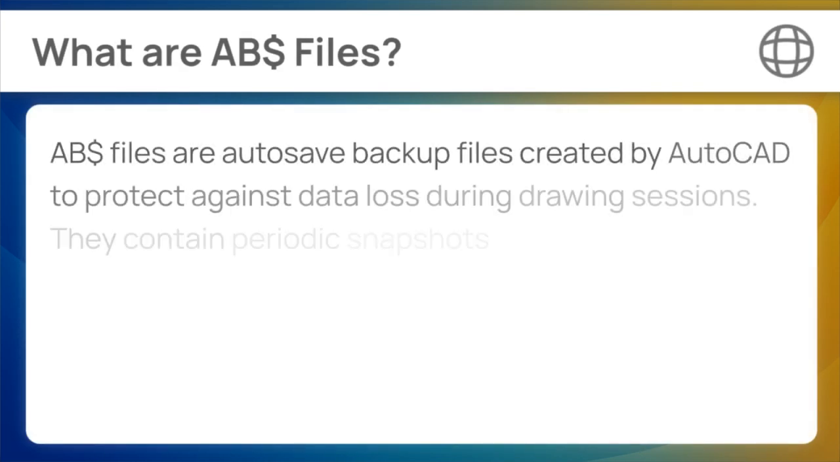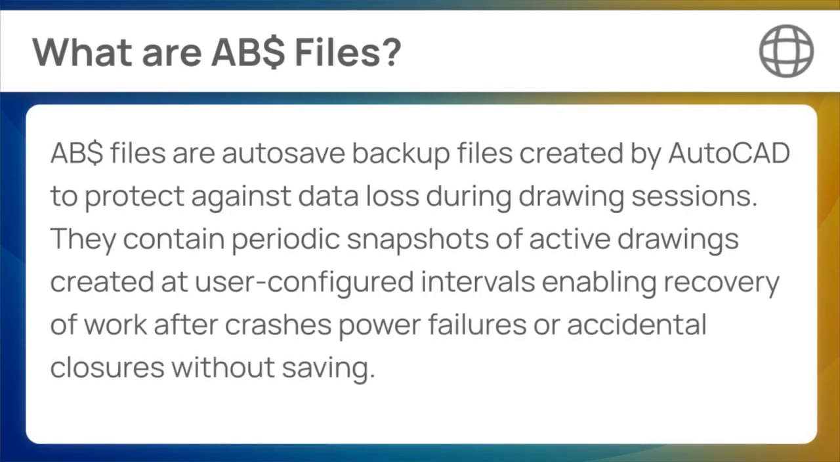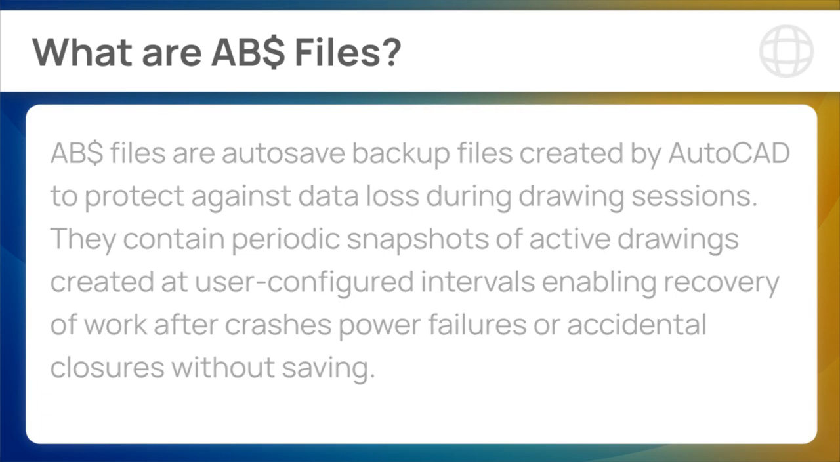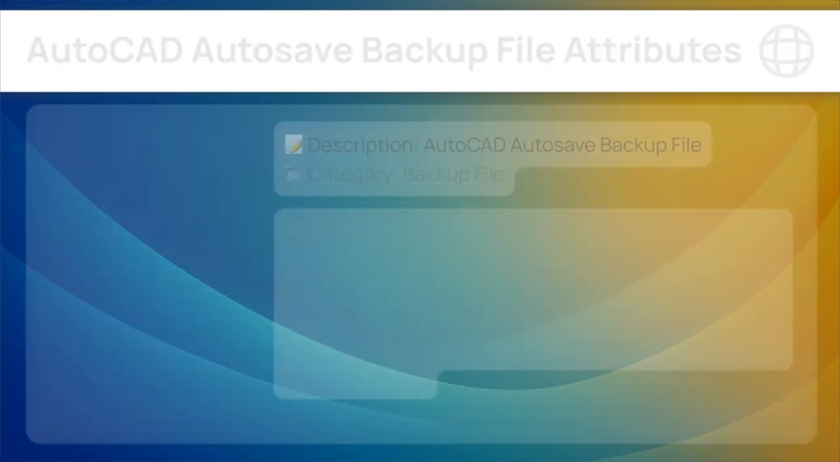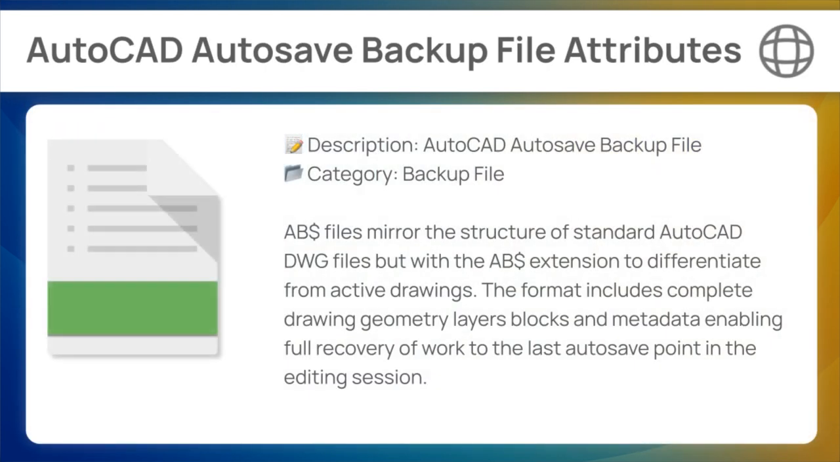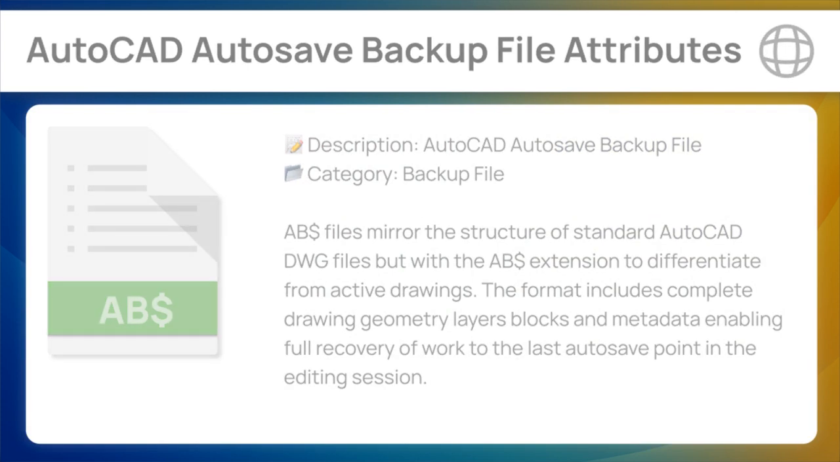AB$ files are autosave backup files created by AutoCAD to protect against data loss during drawing sessions. They contain periodic snapshots of active drawings created at user-configured intervals, enabling recovery of work after crashes, power failures, or accidental closures without saving. AB$ files mirror the structure of standard AutoCAD DWG files, but with the .AB$ extension to differentiate from active drawings. The format includes complete drawing geometry, layers, blocks, and metadata, enabling full recovery of work to the last autosave point in the editing session.